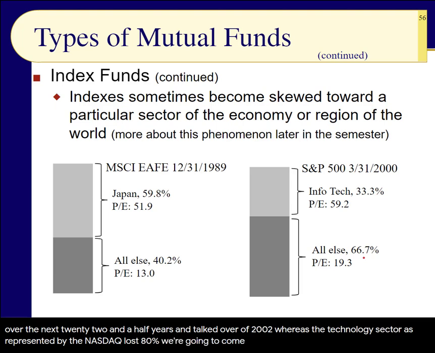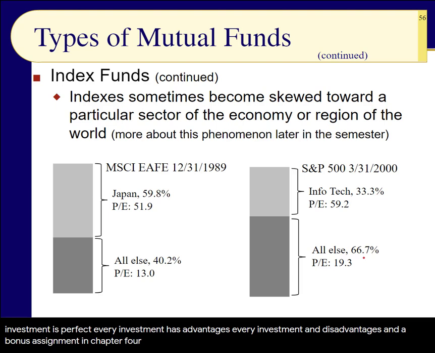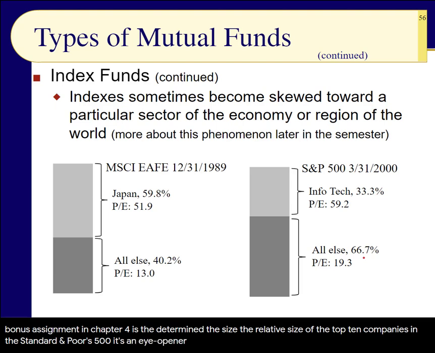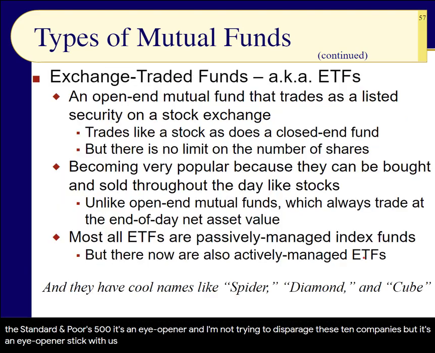So we're going to come back to this, folks, but just realize that no investment is perfect. Every investment has advantages, every investment has disadvantages. And a bonus assignment in Chapter 4 is to determine the relative size of the top 10 companies in the Standard & Poor's 500. It's an eye-opener. And I'm not trying to disparage these 10 companies, but it's an eye-opener. Stick with us.